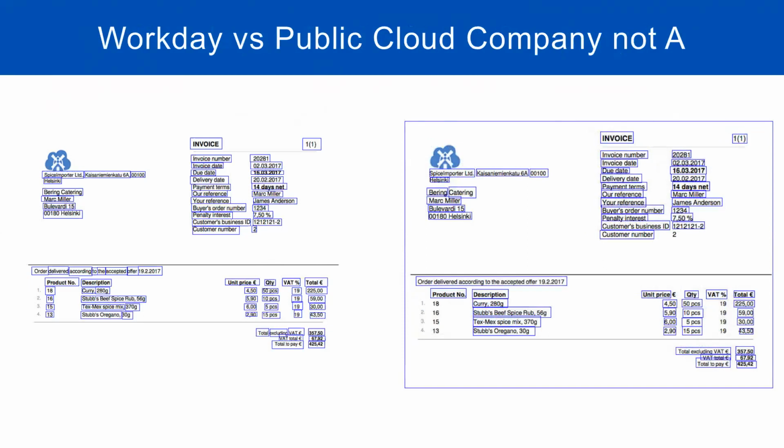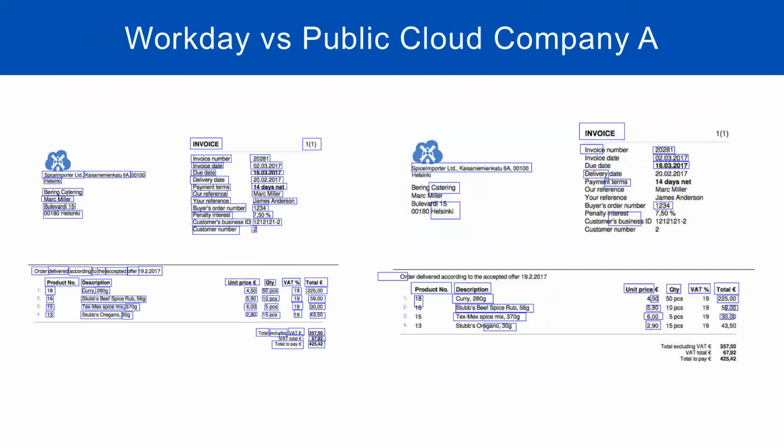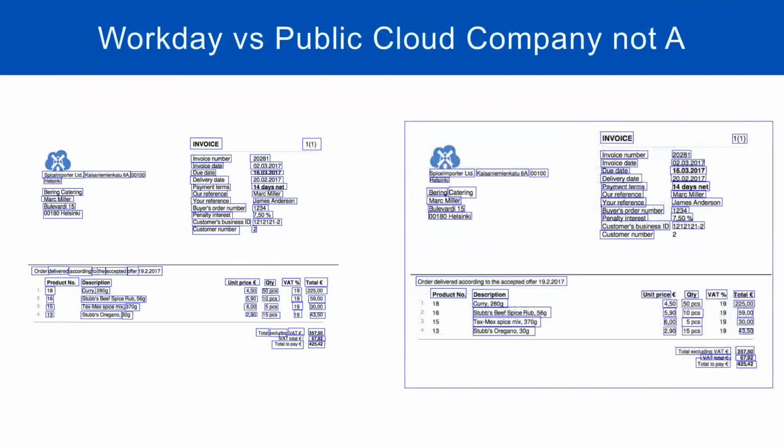Now this is Workday versus Public Cloud Company not A, a different public cloud provider. This one tends to do a little bit better, but it has a quirk where it tends to miss smaller boxes, as you can see under VAT. For us, this is actually a problem, because many times on receipts and invoices you have the dollar sign, and they tend to miss it. For us it means a lot, because it tells us about the locale, the currency, and all of that associated information. But overall, Public Cloud Company not A is definitely better, at least for our problem, compared to the other alternative.